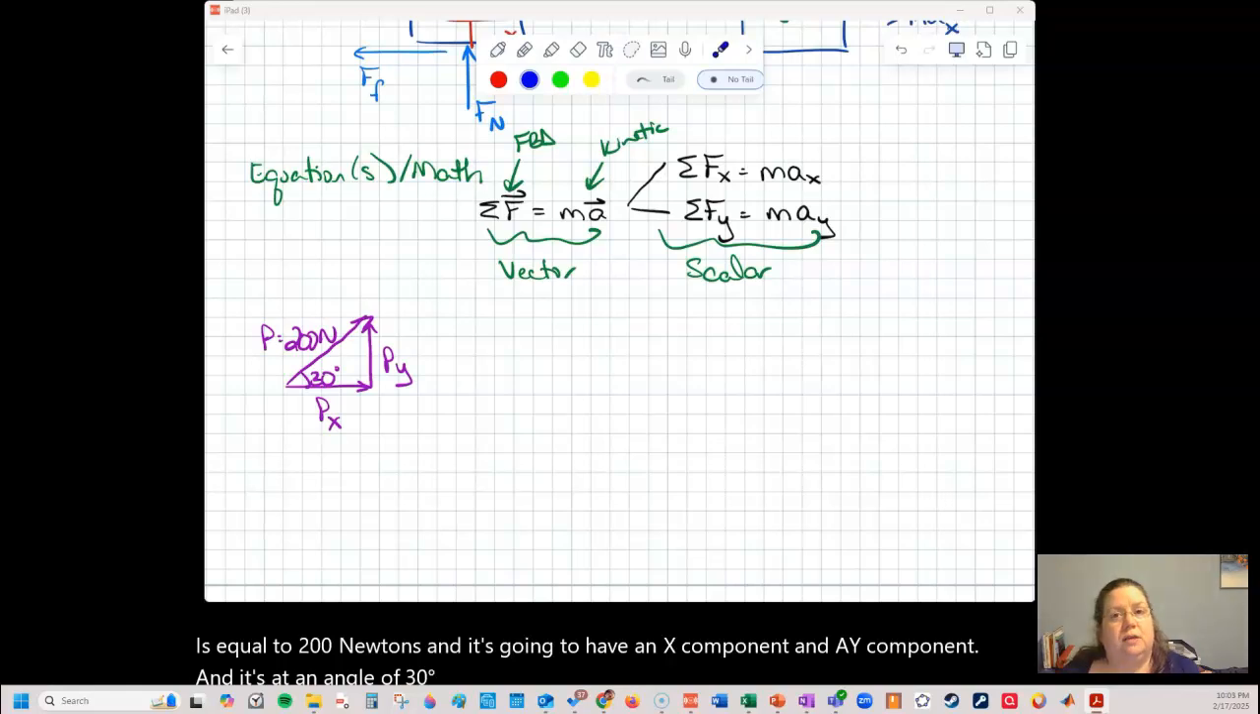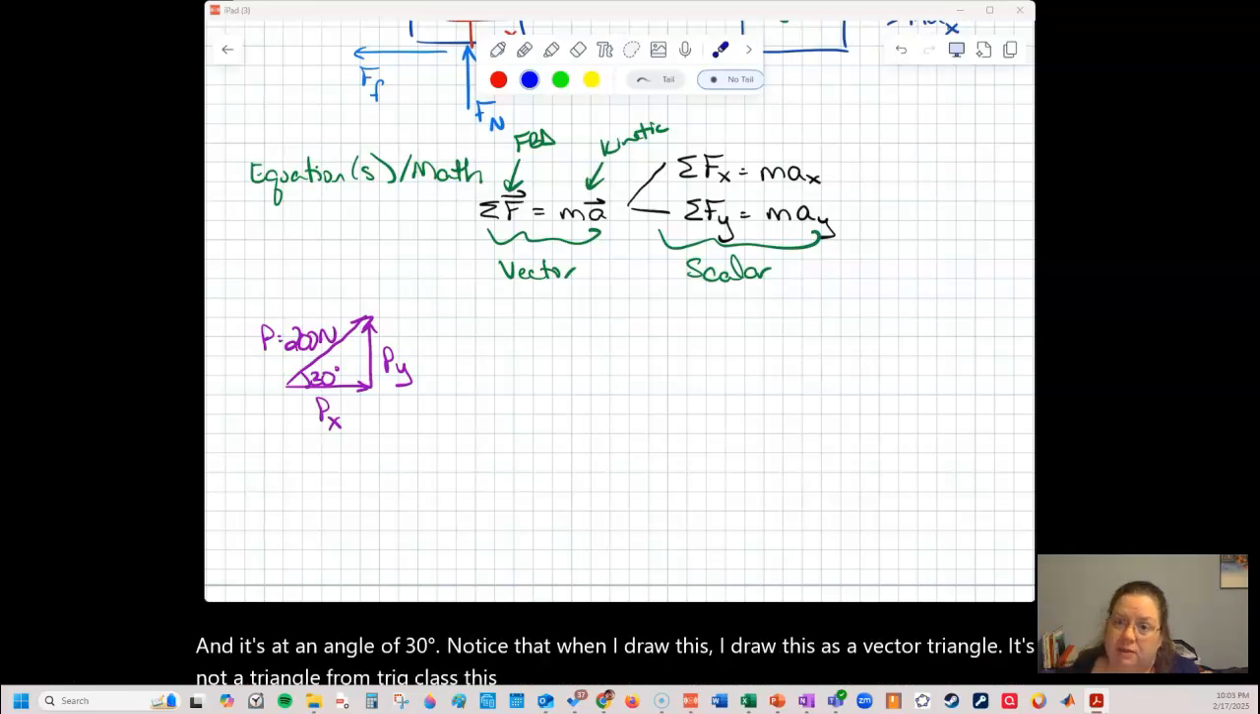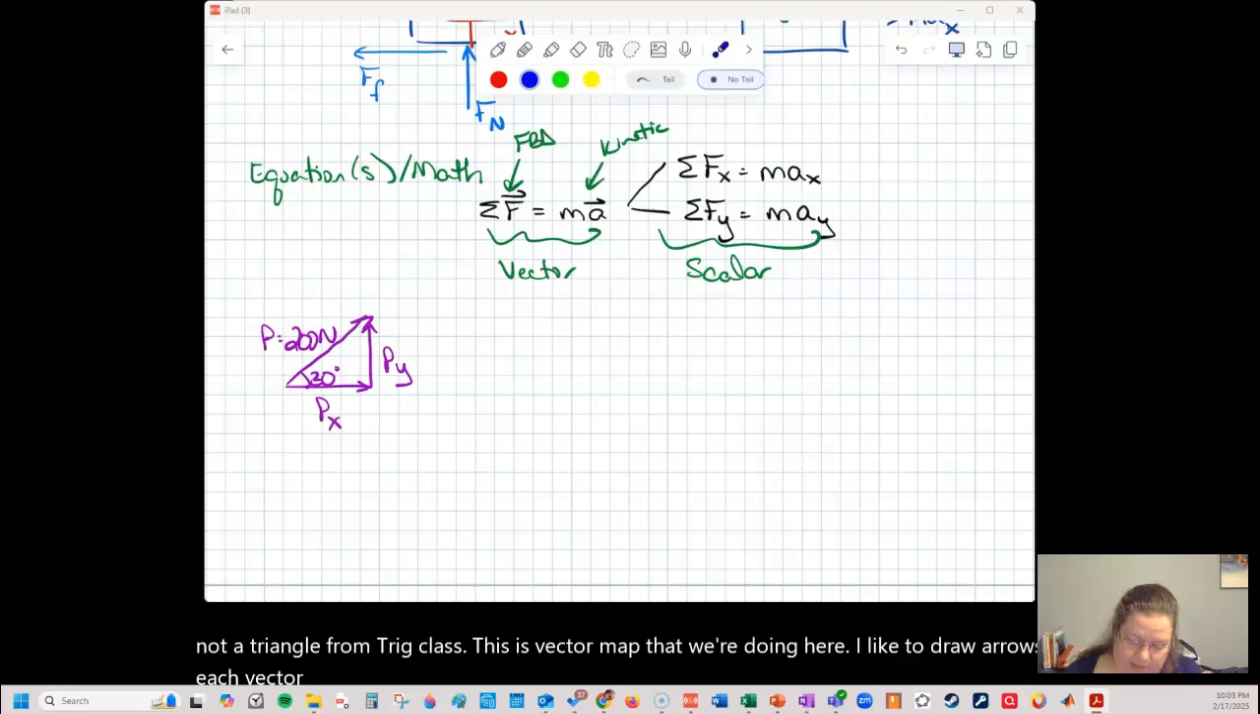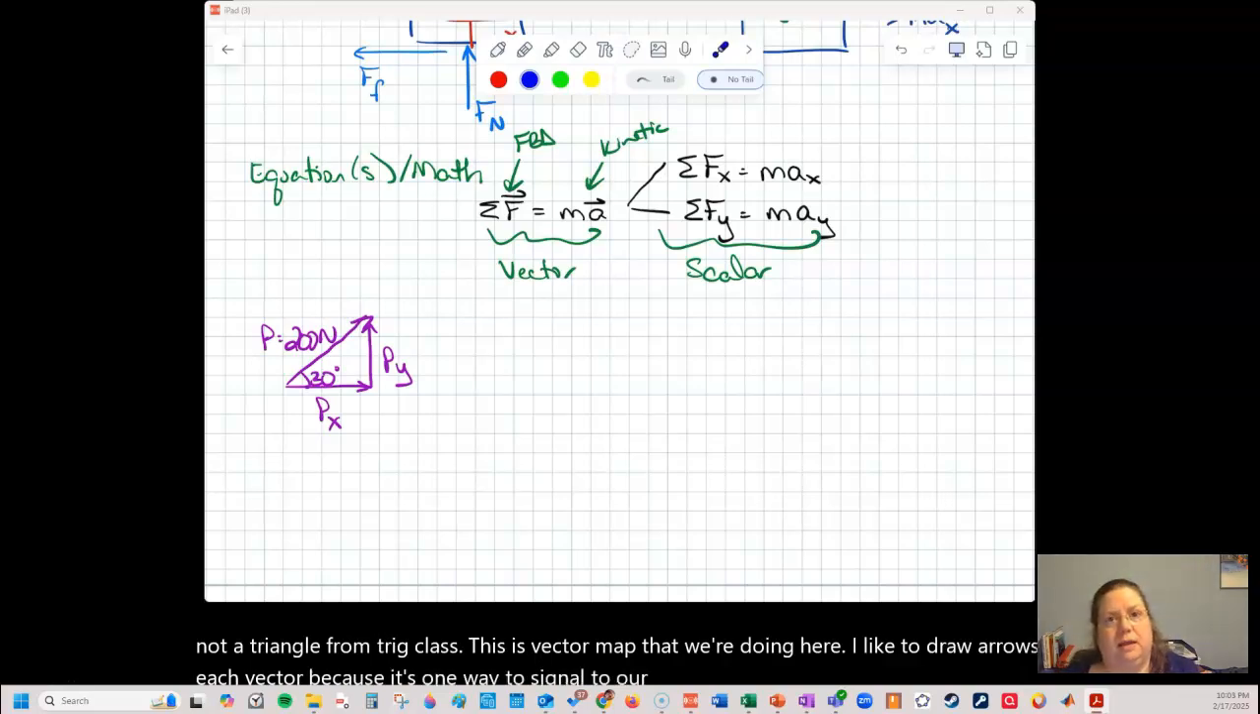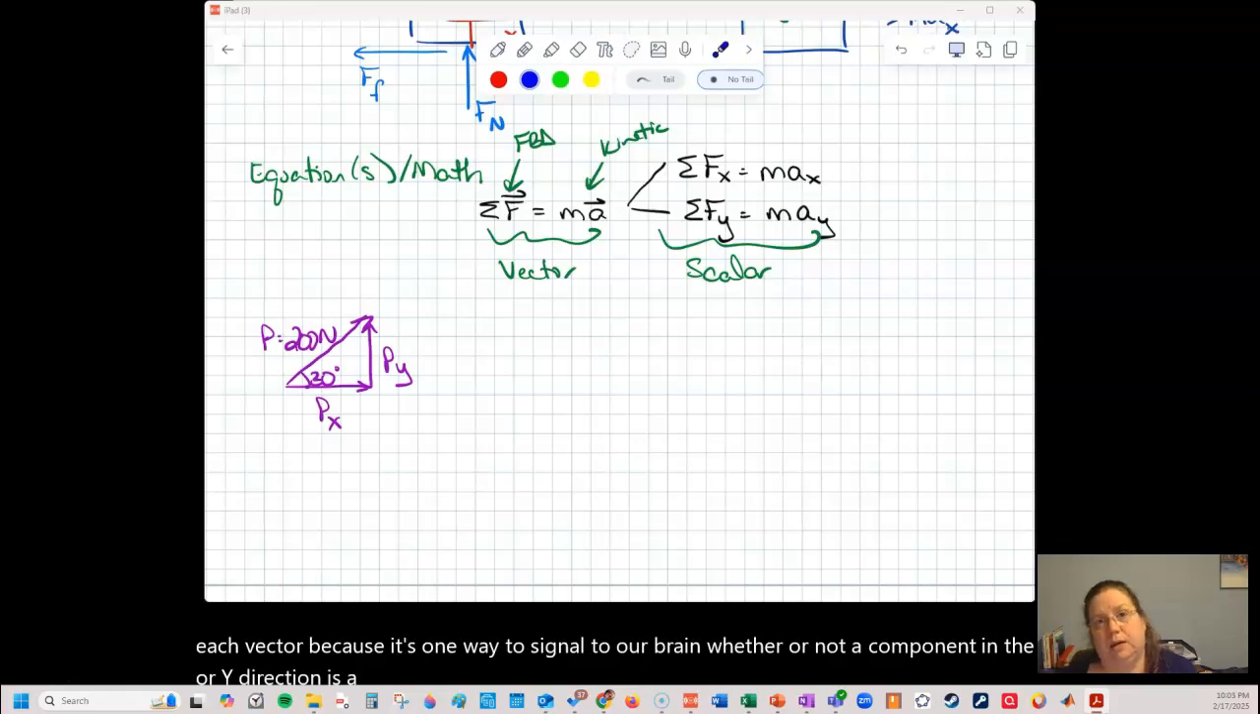Notice that when I draw this as a vector triangle, it's not a triangle from trig class. This is vector math that we're doing here. I like to draw arrows at each vector because it's one way to signal to our brain whether a component in the x or y direction is a positive component or a negative component, based on how we've drawn our coordinate system.